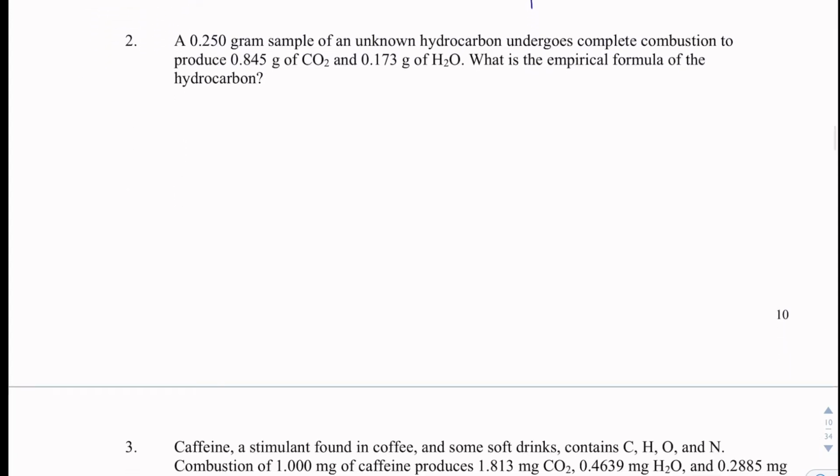We have, again, an unknown hydrocarbon that undergoes combustion, so CH plus O2 goes to CO2 plus water. And again, I don't know, this really could be CHO. I'm going to assume that it's not, because those are less common, but it still could be. I'll have to prove it at the very end. We'll see what we get.